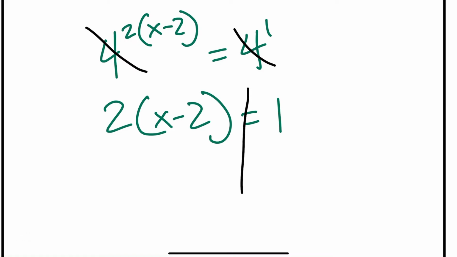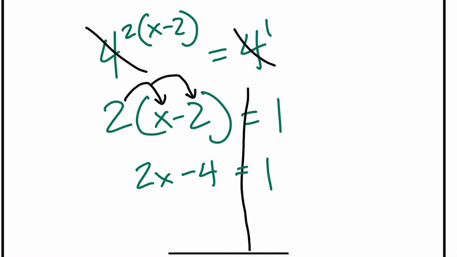So I'm going to divide this into 2 pieces. I see that I have a set of parentheses here. So I'm going to distribute first. Remember, whenever you see parentheses, you got to distribute. All right, so we got 2 times x. That will be 2x. 2 times a minus 2 is going to be minus 4. And 1 is going to stay the same.